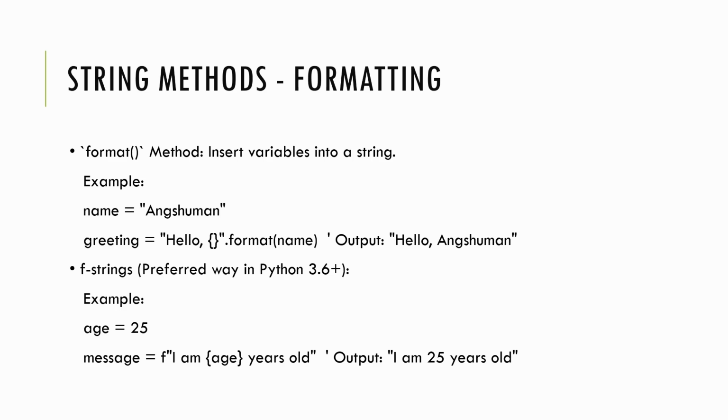Now let's talk about string formatting. Python offers several ways to format strings. One way is using the format method. For example, if we have a variable name set to John, we can use the format method to insert it into a string: "Hello {}".format(name). This will output hello John. A more modern way is using f-strings, which allow us to embed variables directly in the string like this: f"Hello, {name}".